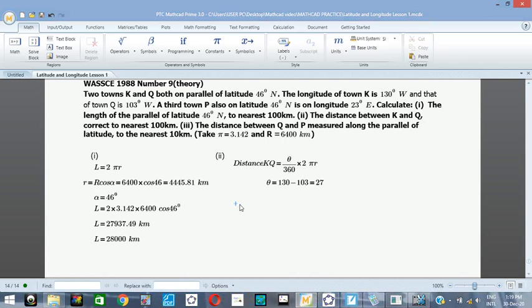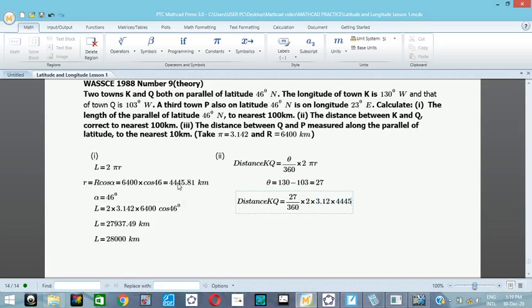So let me solve it directly. Distance KQ is going to be equal to, so theta is 27 now, 27 divided by 360 degrees times 2 times 3.142 times, let me use this value directly, which is 4445.81. So if I do this directly, I will get my answer. Because of time, let me copy this.